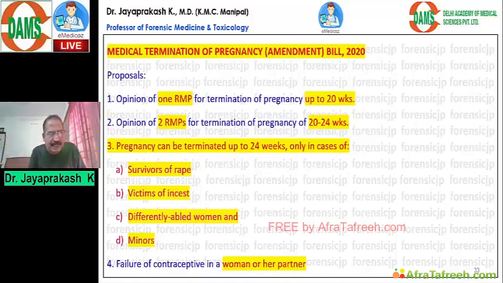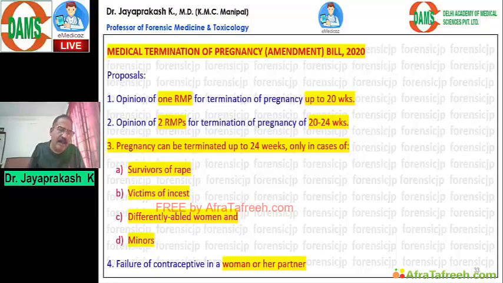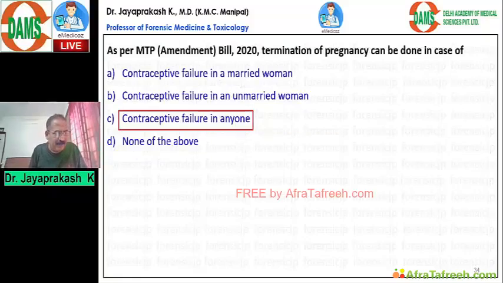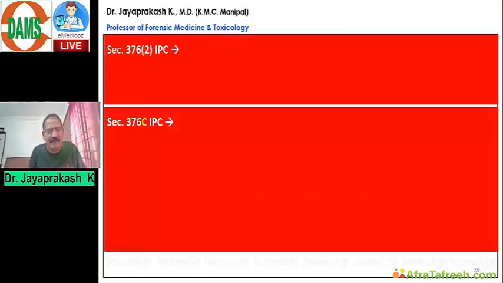And one more modification is that previously contraceptive failure was considered only in married women, but once this Act comes, any woman, whether married or unmarried, can have termination for contraceptive failure, and contraceptive failure in the male partner also. The bill was passed by the Rajya Sabha.